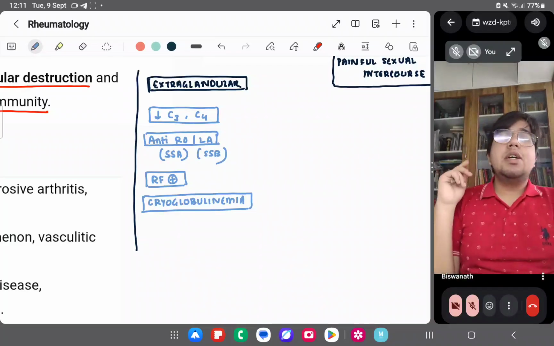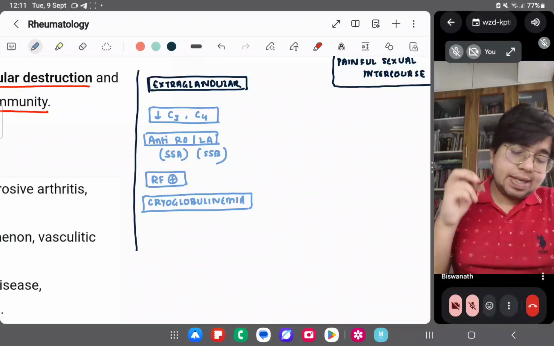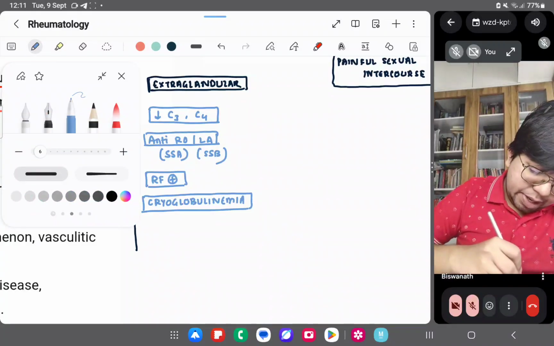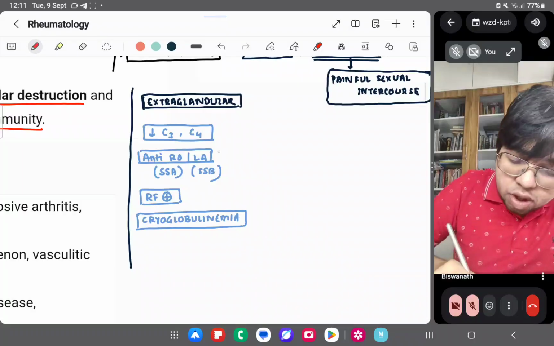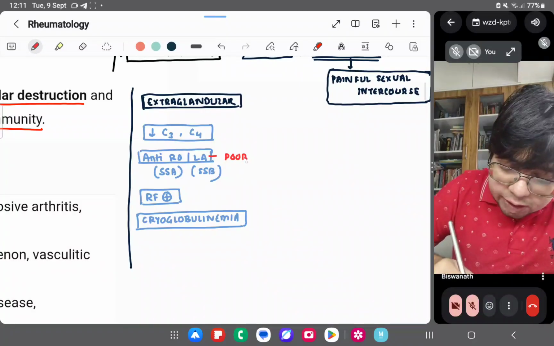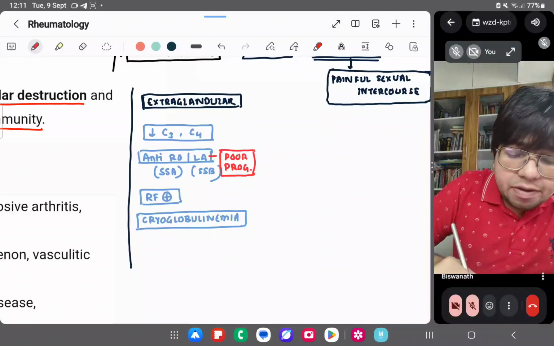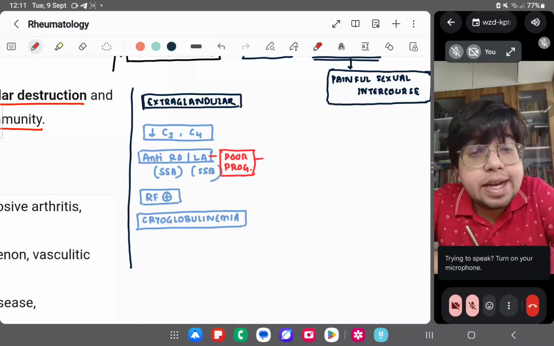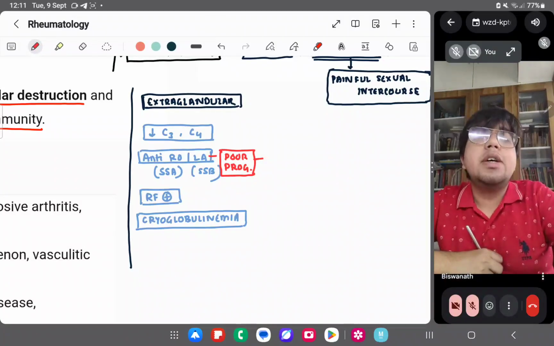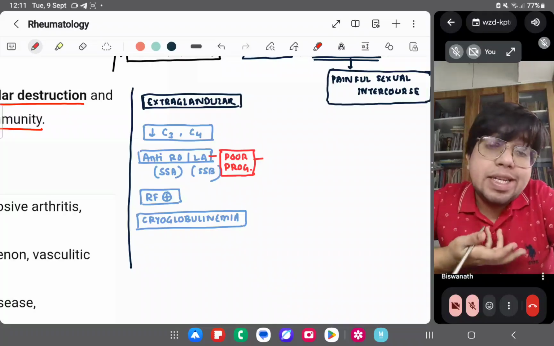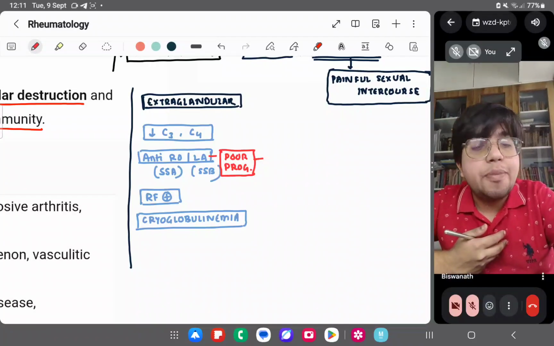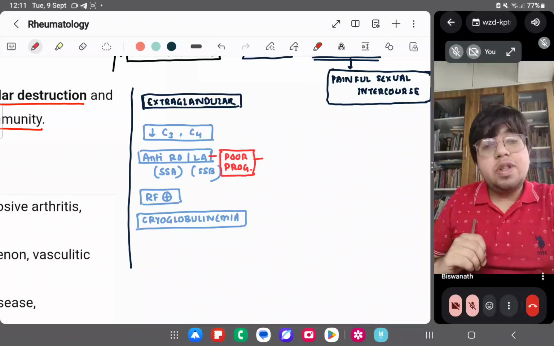Okay, so this anti-Ro positivity is implicating which prognosis, poor or good? Of course, poor prognosis, because extraglandular manifestations in 15% of cases can lead to severe form, right? So he has an increased risk of malignancies also. Okay, so now we'll go to the manifestations.